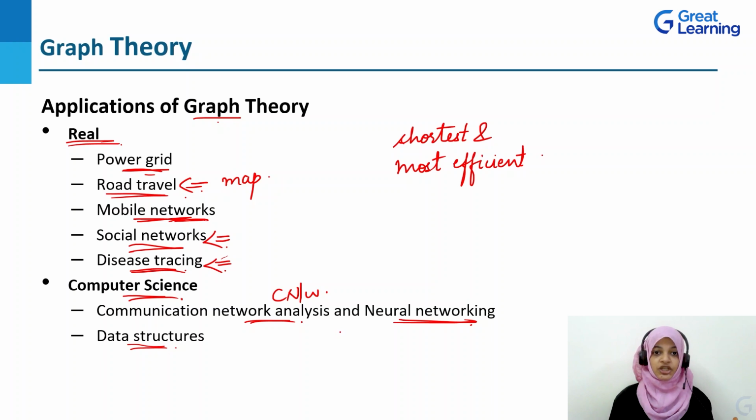In data structures, whenever you have any concepts related to Kruskal's, Warshall's, spanning trees, etc., these are actually basic graph theory concepts that have been extrapolated and implemented onto data structures such that these graph theory concepts can fit into a computer programmable manner. So these are how graph theory concepts can be applicable in the real world as well as in computer science.